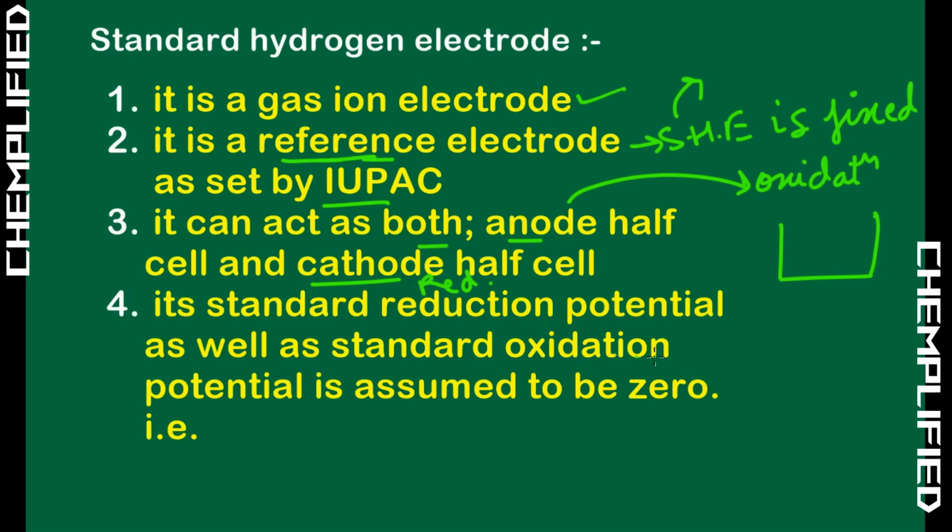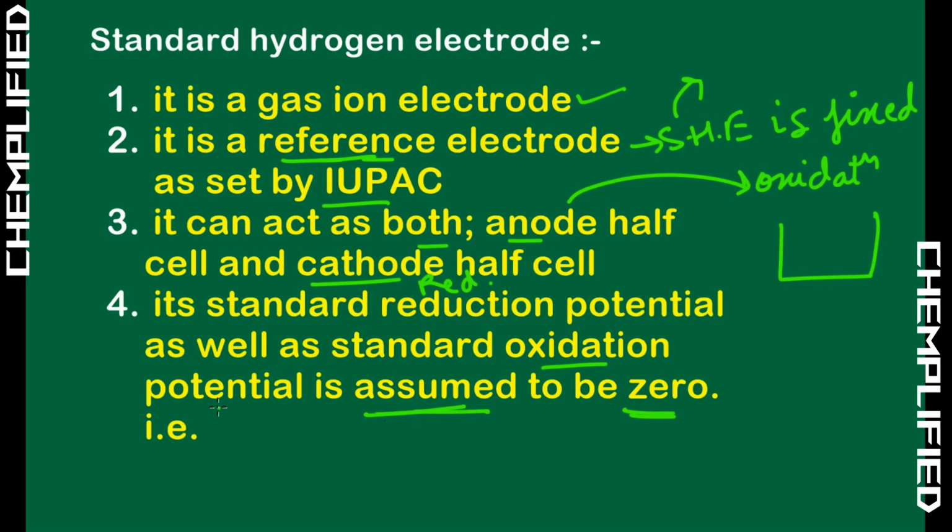Fourth point, its standard reduction potential as well as standard oxidation potential is assumed to be 0. It is not 0, it is assumed to be 0. We are going to make it 0. How we are going to do that? We will take a look into it later.